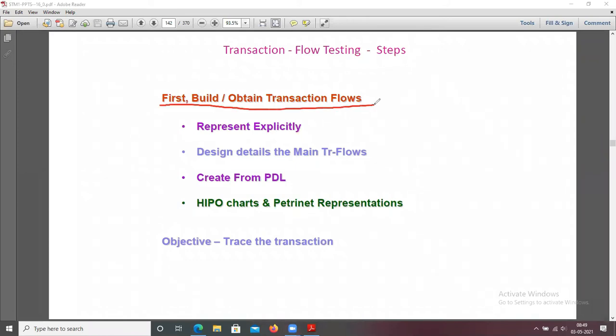First, build or obtain transaction flows. These represent explicitly the design details of the main transaction flows, created from PDL, HIPO charts, and patterned representation. These are the things we are going to use to trace the transaction.